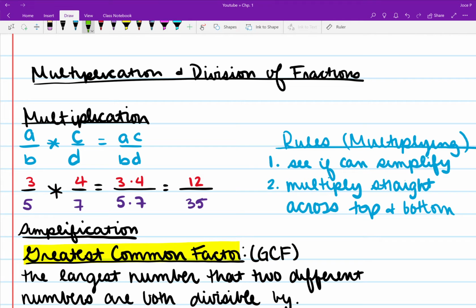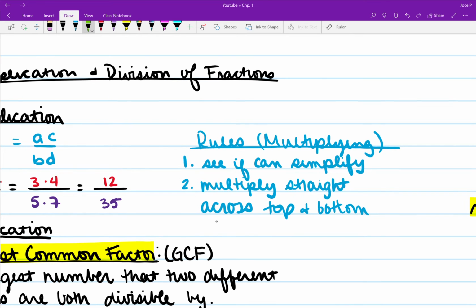Basically, when you're multiplying fractions, you're just going to multiply each of the numerators straight across and then put it over the product of each of the denominators. So a times c goes to ac, b times d goes to bd. Here's an example. 3/5 times 4/7. Well, 3 times 4 will go over there. 5 times 7 will stay at the bottom. Then we have 12 over 35.